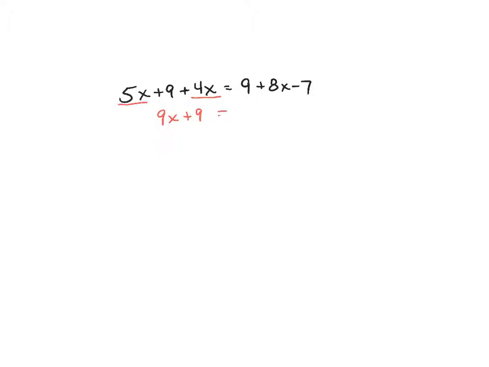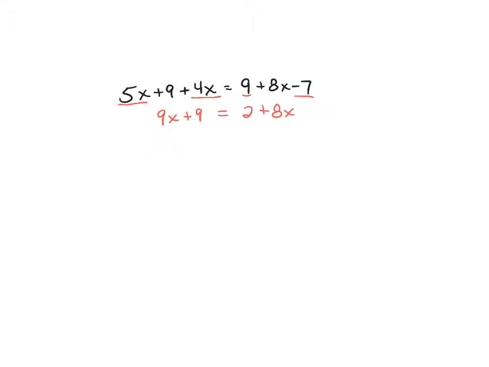I'm going to do the same thing on the other side. I have some like terms. I just have some constants. 9 subtract 7 gives me 2. So I can combine those and I have 2 plus 8x. Now, after I've combined the like terms, I'm going to go through and work on getting the x's on the same side.